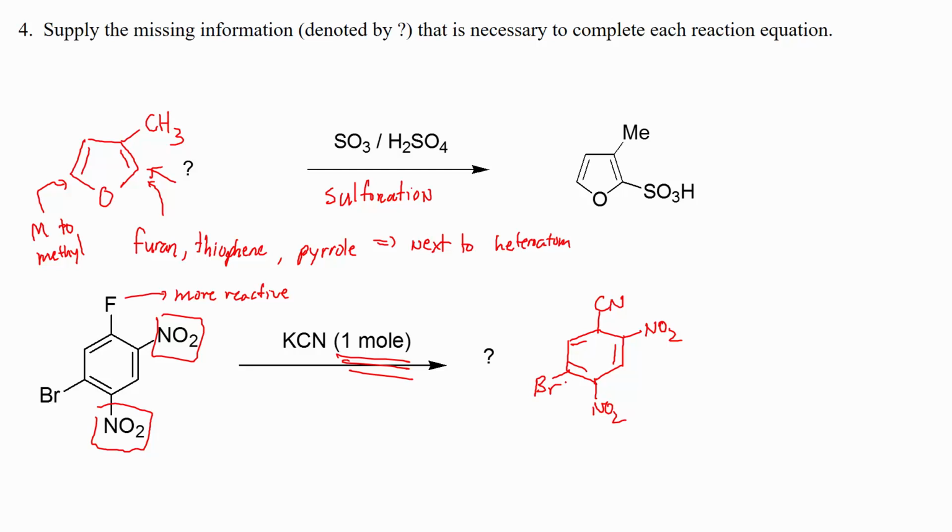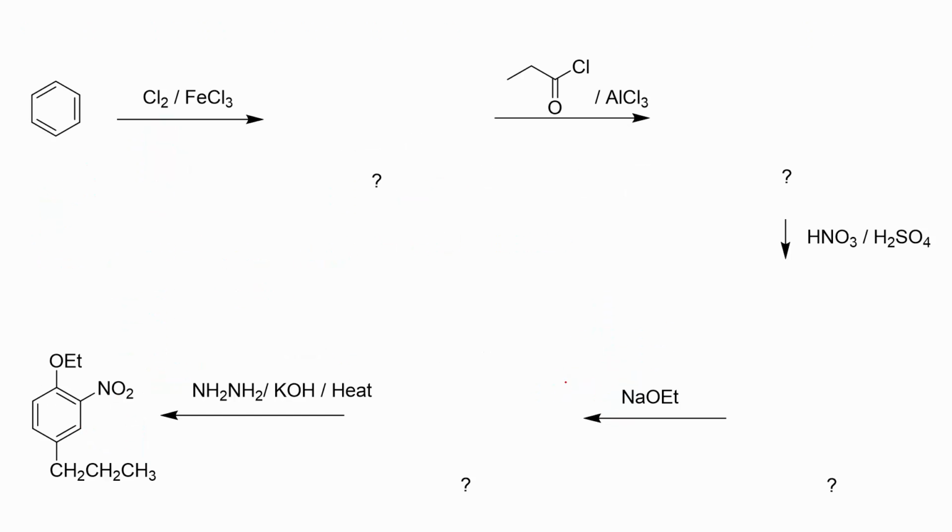Okay. All right, this next one is a roadmap problem. We're just going to supply the intermediates as we build this structure here. Okay. First one is just a halogenation of benzene. That's just going to go right there. That one should not throw anybody, okay? But now that we have something on the ring, we now have regiochemistry issues. This is an ortho-para director.